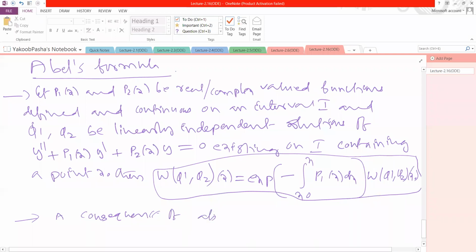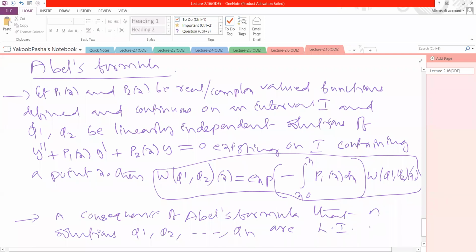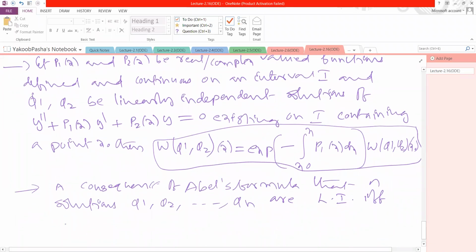Now the consequence of Abel's formula: n solutions phi1 comma phi2 comma and so on phi n are linearly independent if and only if the Wronskian of phi1 phi2 up to and so on phi n of x is not equal to 0 on the interval I.